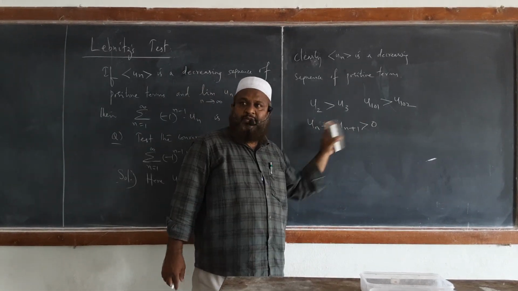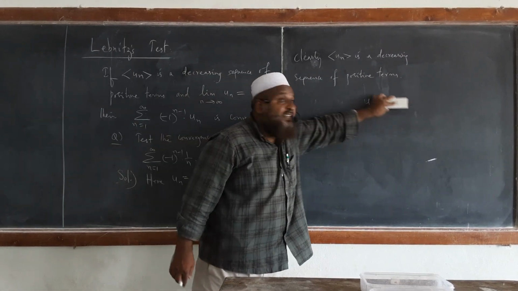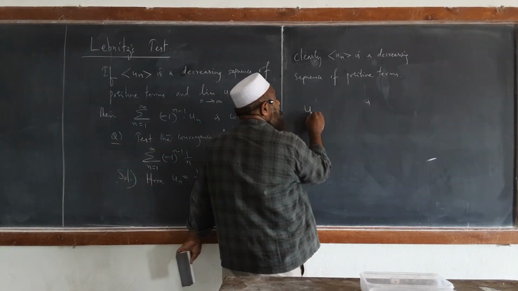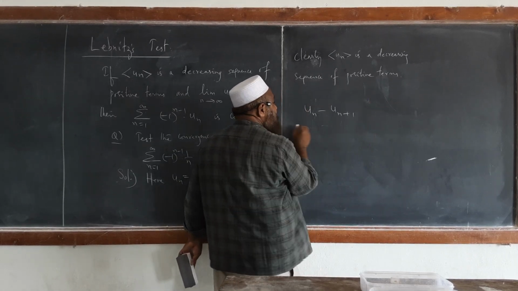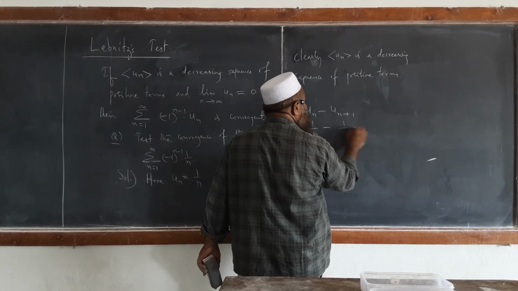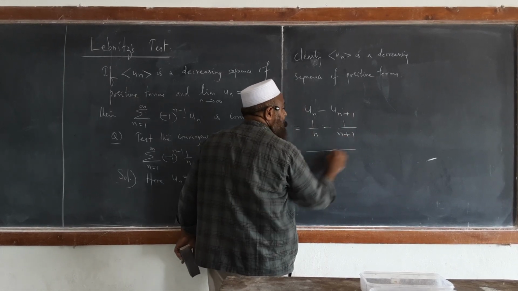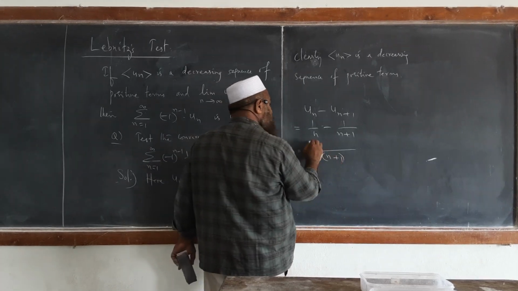Then this goes that side, Un will become greater than Un plus 1, therefore it is a decreasing sequence. So what is it that I have to prove? Un minus Un plus 1 greater than 0. So what is the value of Un? 1 by n. What is the value of 1 by Un plus 1? 1 by n plus 1.